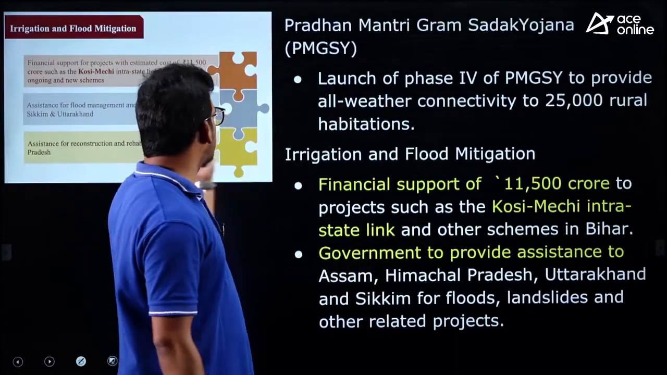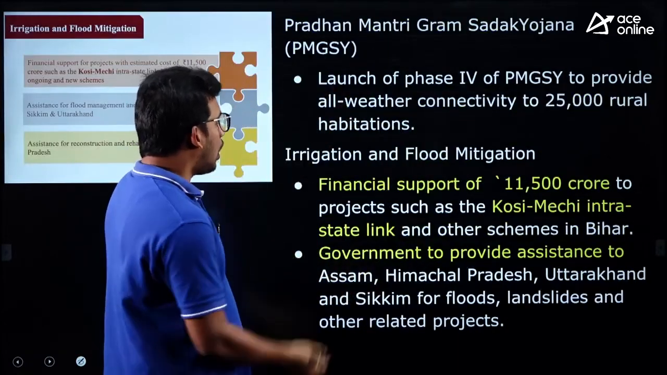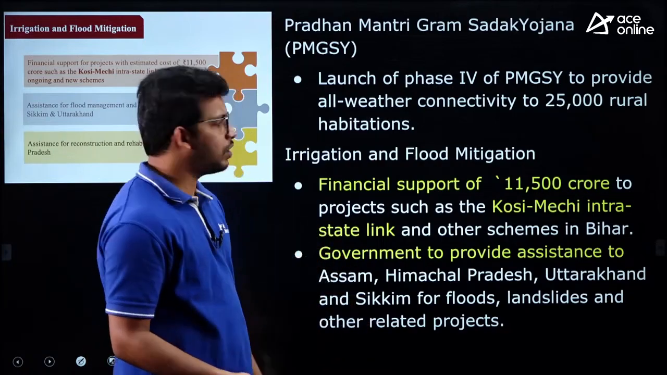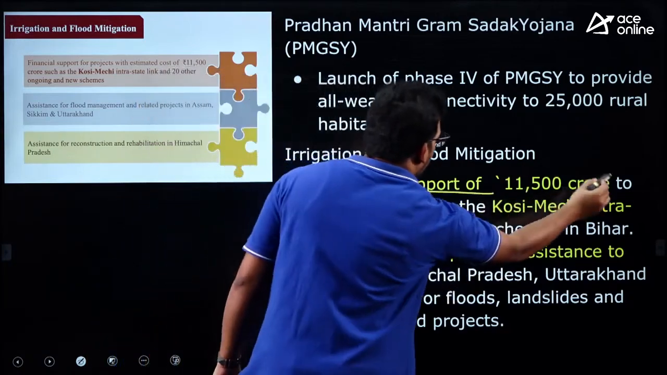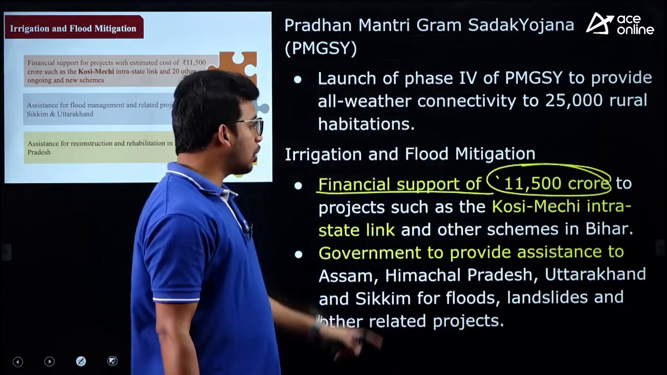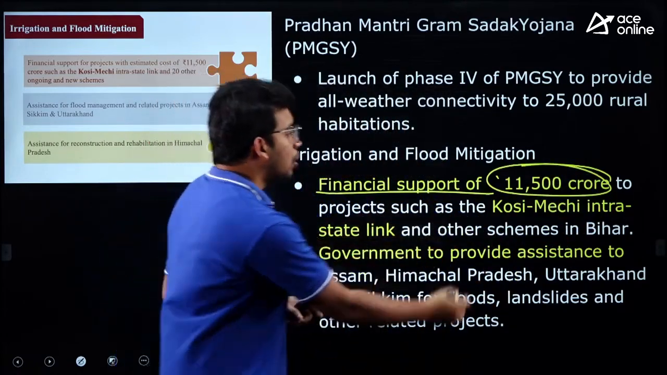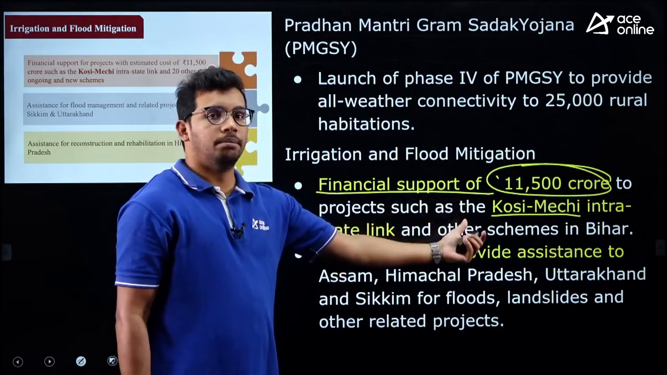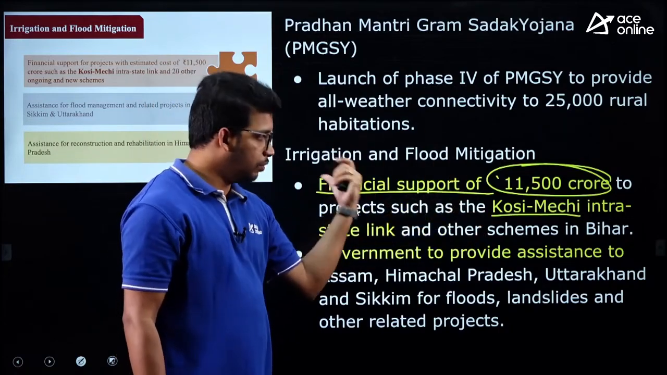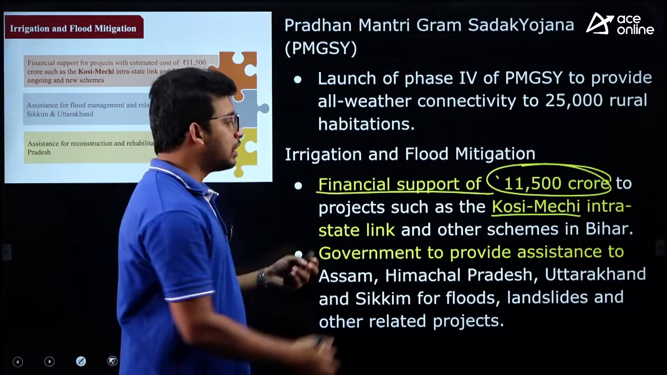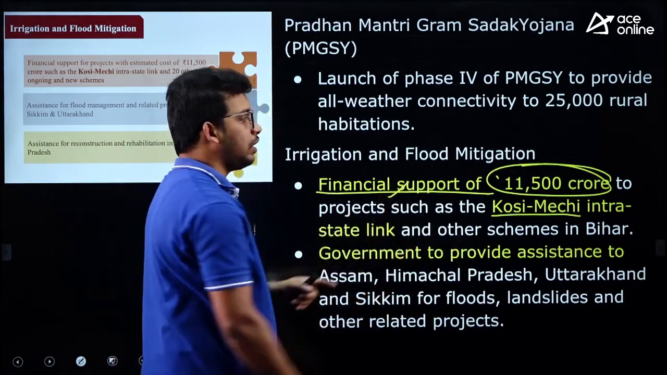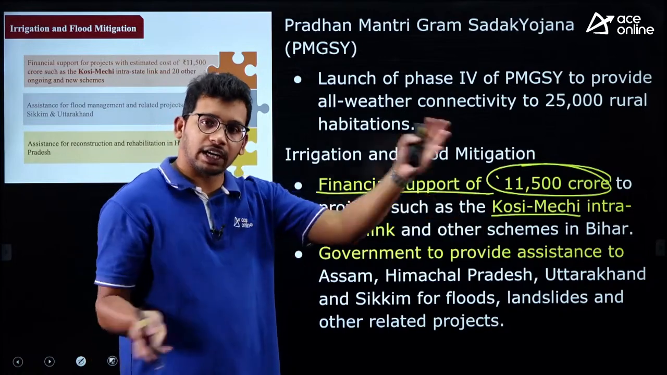Yes, we have discussed just now Pradhan Mantri Gram Sadak Yojana. Also related to the irrigation and flood, this is also part of infrastructure only, right. So financial support of 11,500 crores will be given for the Kosi Mechi intra-state link. So between Bihar and Madhya Pradesh, Uttar Pradesh, they are going to create the interstate link where they are supporting with the 11,500. So they can transfer the river.